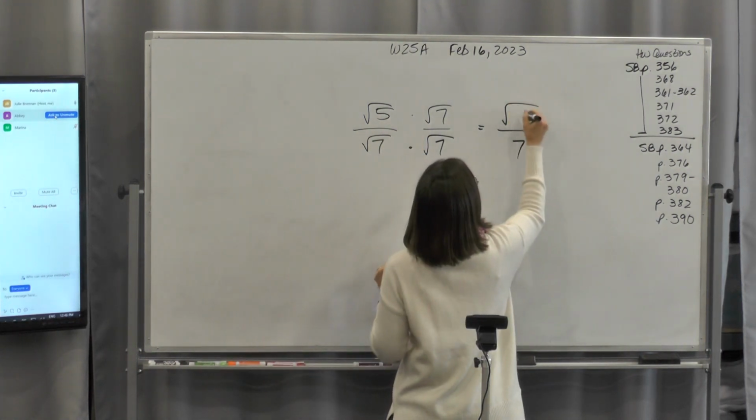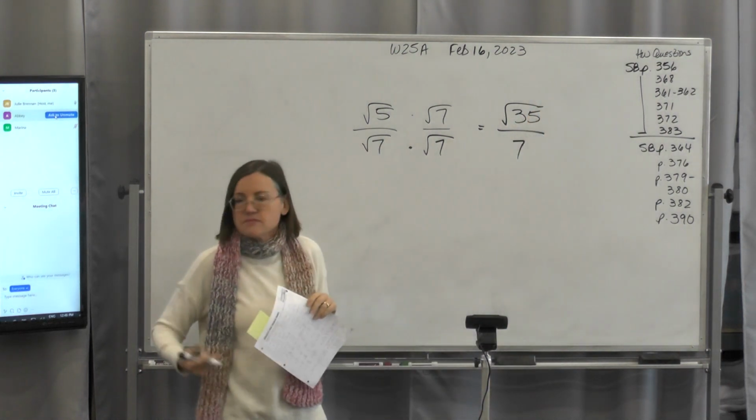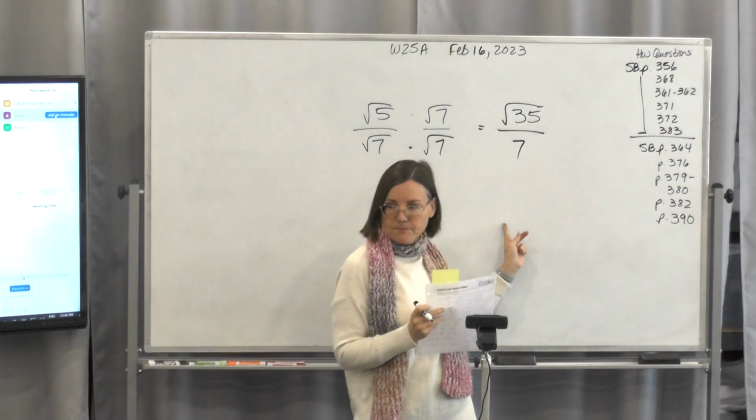And how do I know I'm done? That there's no perfect squares in 35, right? It's 5 times 7, no perfect squares. This one is done, okay?